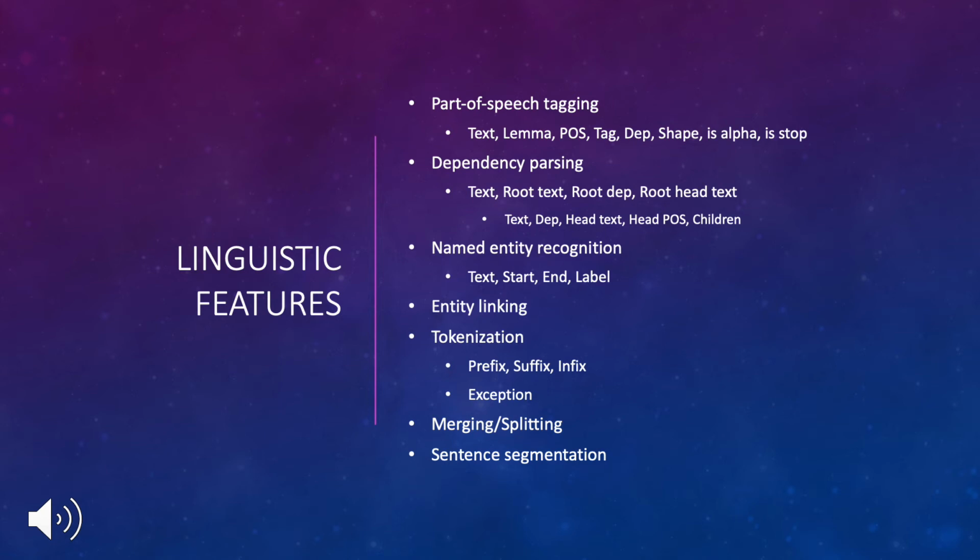Tokenization consists of 4 aspects: prefix, suffix, infix, and an exception. The prefix is the characters at the beginning, suffix is the characters at the end, and infix is the characters in between tokens. The tokenizer exception is a rule where strings are split into several tokens to prevent the token from being split where punctuation rules apply.